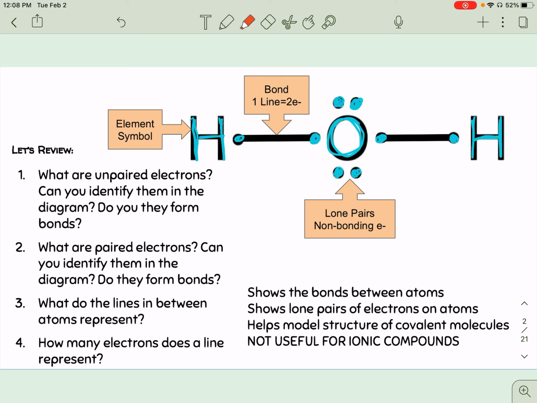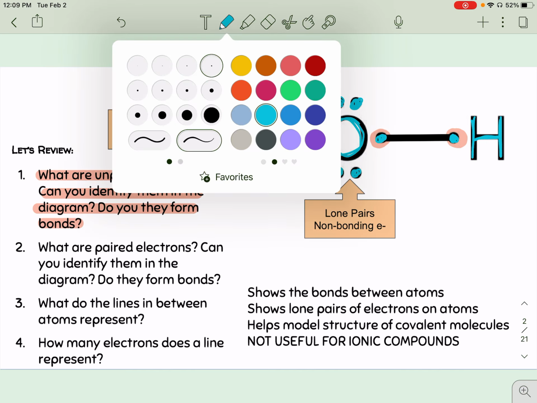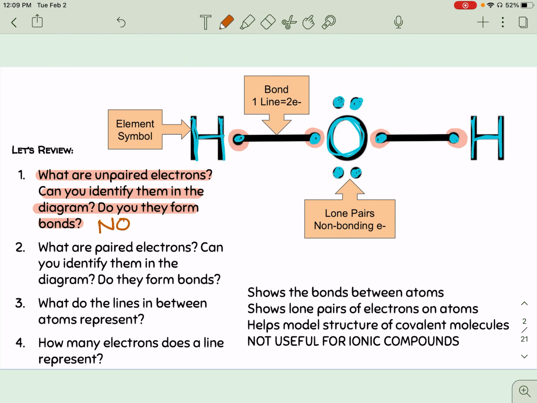So the first question asks, what are unpaired electrons? And can you identify them in the diagram? I'm going to use my orange highlighter here to highlight this. So let's go over this. The unpaired electrons here are these ones, the ones that just don't have a partner yet. We're going to ignore the lines right now because we're supposed to add those later. And the question is, do they form bonds? And no, they do not form bonds.